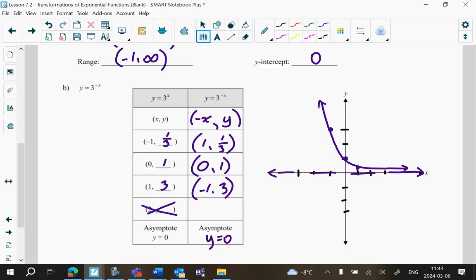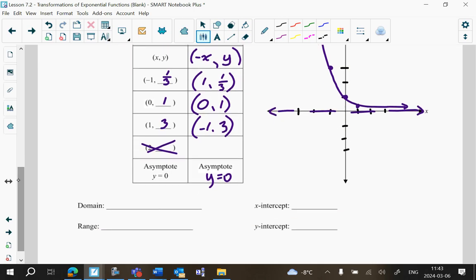Okay. And again, some properties. We can see that the domain, again, is going to be -infinity to infinity. This time the range is going to be 0 to infinity, but a parenthesis around the 0. X-intercept? Nope, none. Doesn't cross the x-axis. Y-intercept is 1.